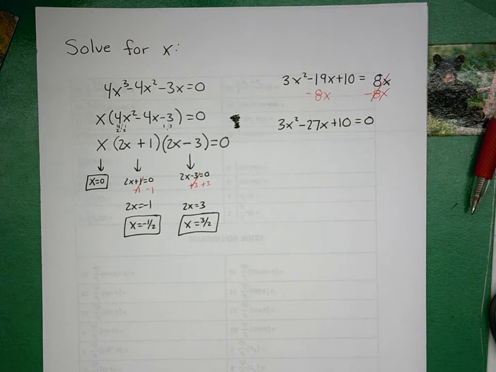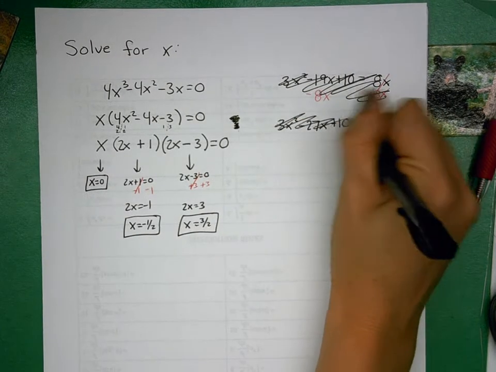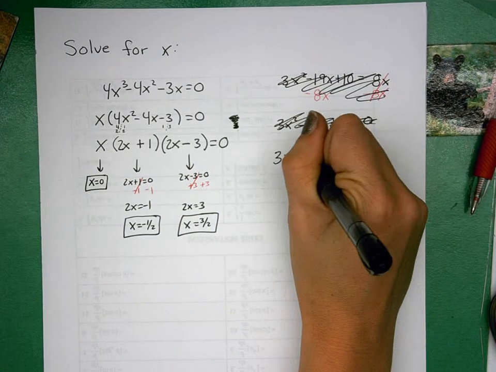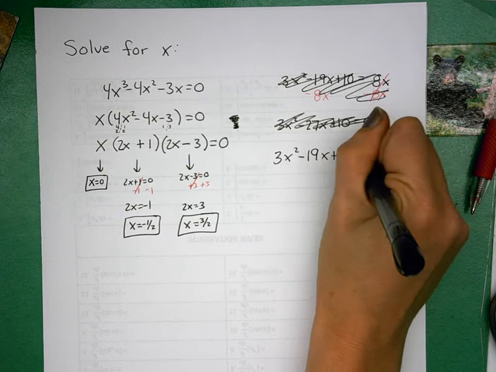I am so sorry, ladies and gentlemen, I did make an error. Okay, so we're going to restart this one. Again, pause the video when you are ready to go, but I did want that to be a negative 8x. I'm sorry. So negative 19x plus 10 equals negative 8x.